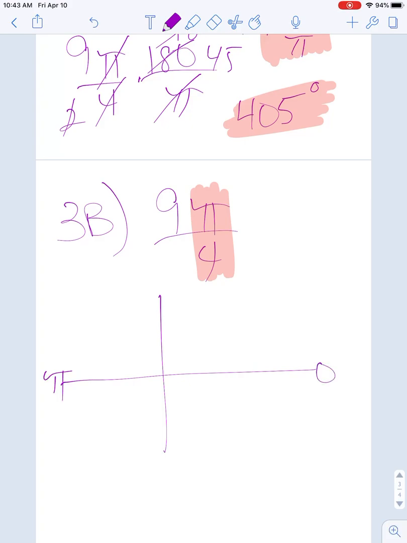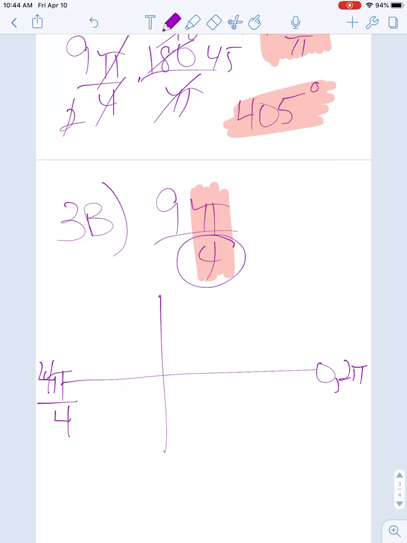Remember, pi is 180 degrees. Just like with degrees, we never use 90, we never use 270. So I'm not going to use pi over 2, and I'm not going to use 3 pi over 2. When I see the 4 in the bottom here, I'm going to make this a common denominator. So I'm going to make this 4 pi over 4. It's still pi.